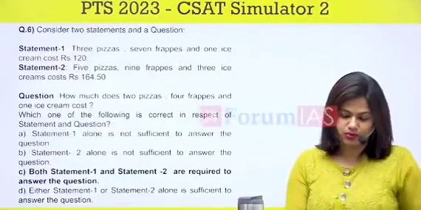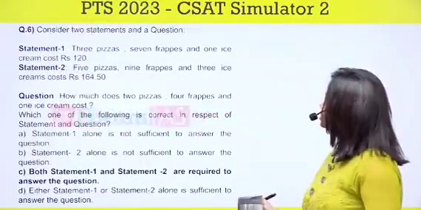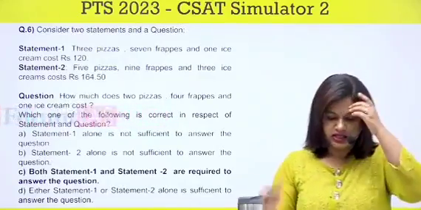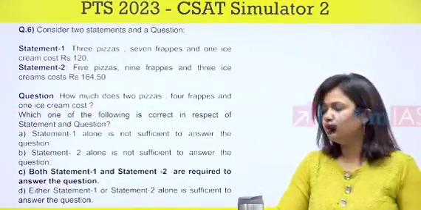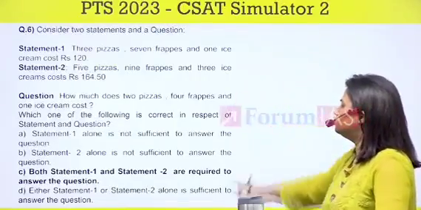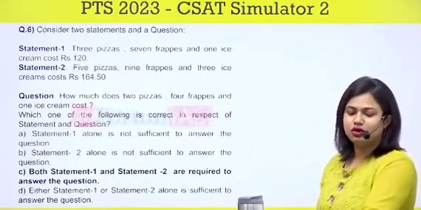The question that we need to talk about is question number 6. Here, we consider two statements in a question, and they're just asking whether or not this information is enough to solve the question, right? And this can also be thought of as a trick question.